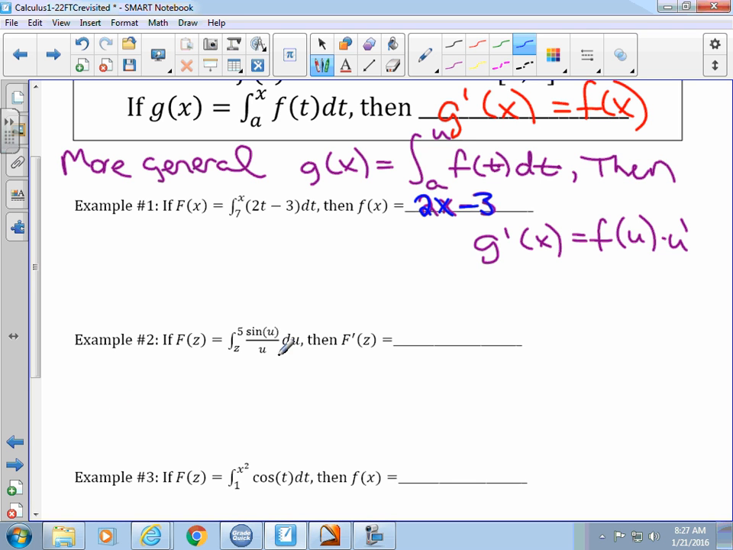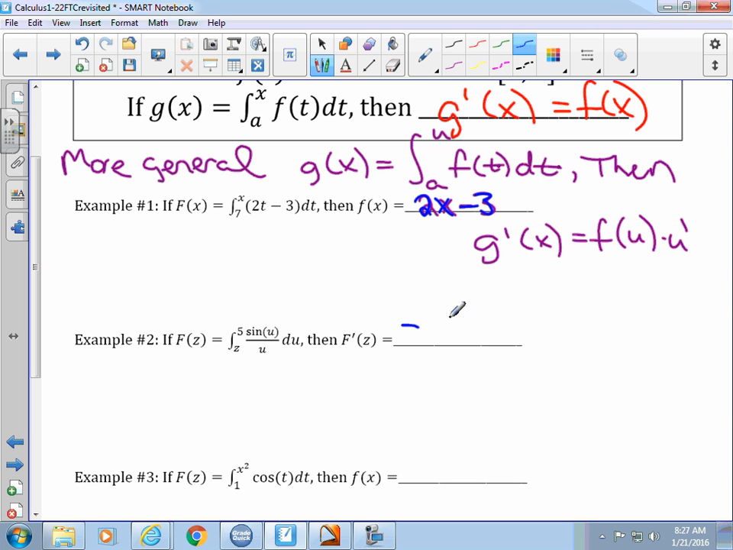At first glance, this looks like a very complicated problem, doesn't it? In fact, I can't even think of a u to make this where I could do this problem. I can't find that antiderivative. I do not know how. And I don't care. Because what's it asking me to find? The derivative of that. Well, what is the derivative of it?